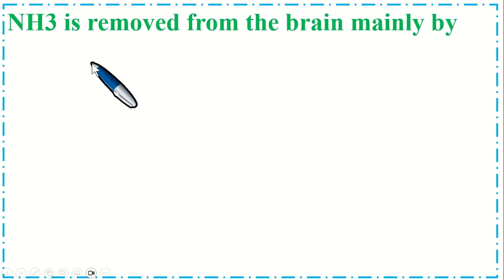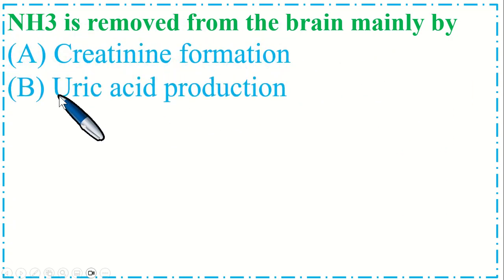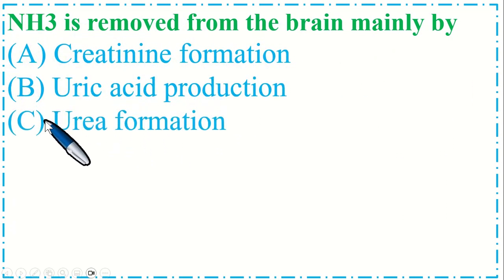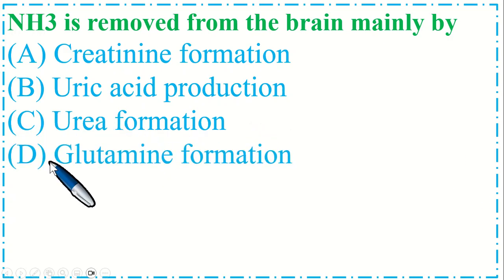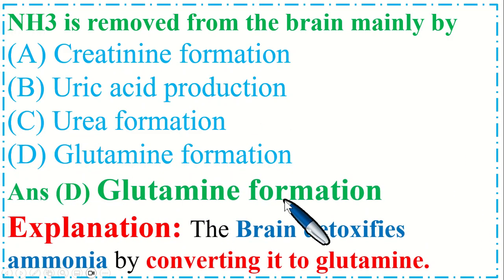So this is a very important MCQ. NH3 is removed from the brain mainly by option A creatinine formation, B uric acid production, C urea formation, and option D glutamine formation. So the correct option is D glutamine formation. The brain detoxifies ammonia by converting it to glutamine.